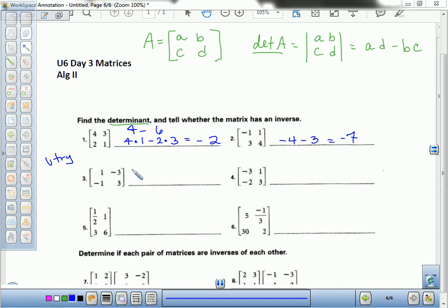So we started with 2 examples. We're going to do 4 more now. All right, so 1 times 3 is 3 minus -1 times -3 is also 3. 3 minus 3 is 0. We're going to talk about why that's special in a second.